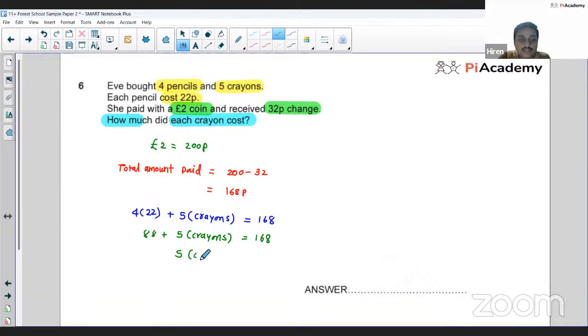So from here, it's very clear. 5 crayons price is equals to what? So you can subtract 88 from both sides. If we do that, then what will we get? 80, okay? And it's very clear now because 5 times something equals 80. So this must be 16, right? Because 16 times 5 is 80. So the price is 16p, okay? Like this. Okay, very good, everyone.